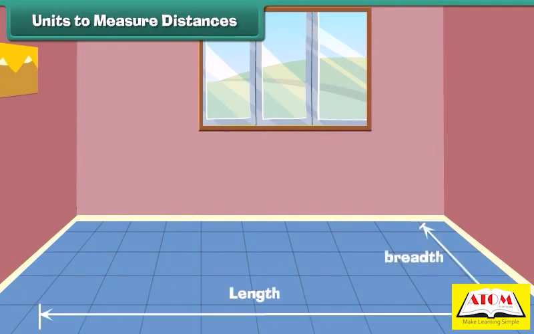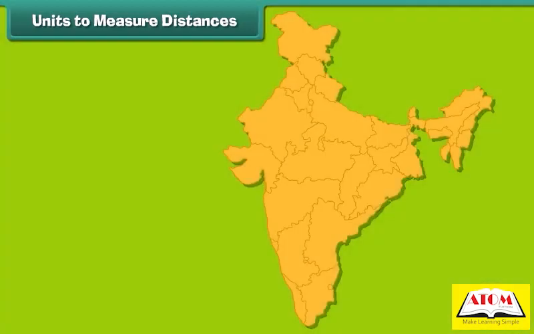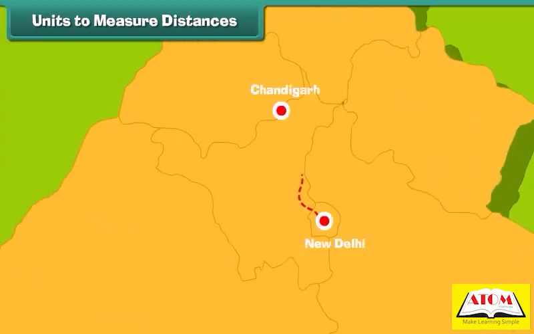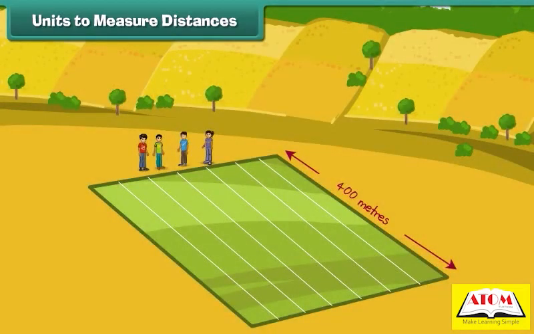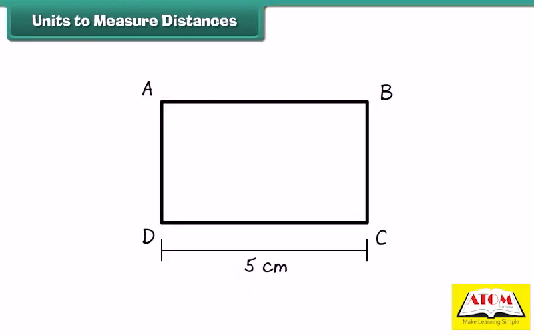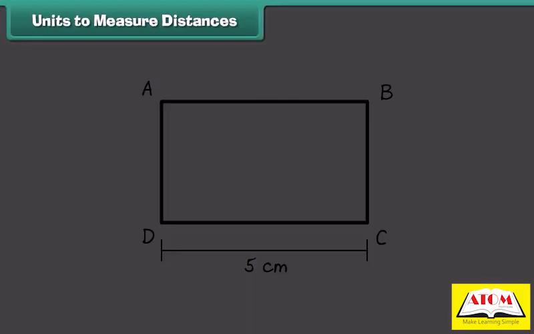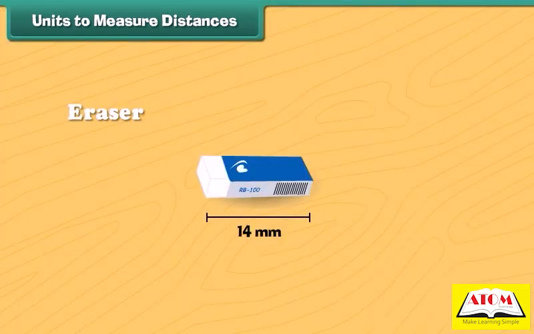Length, breadth, and height are the words used to express some distance. The distance between New Delhi and Chandigarh is 250 kilometers. Many students participated in a 400 meters race. The length of rectangle ABCD is 5 centimeters. The length of the eraser is 14 millimeters.